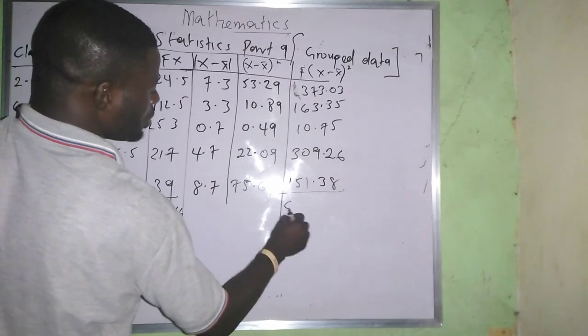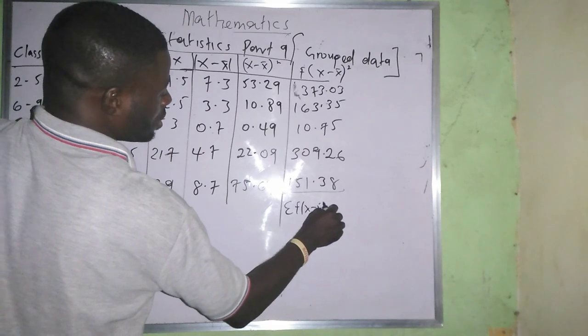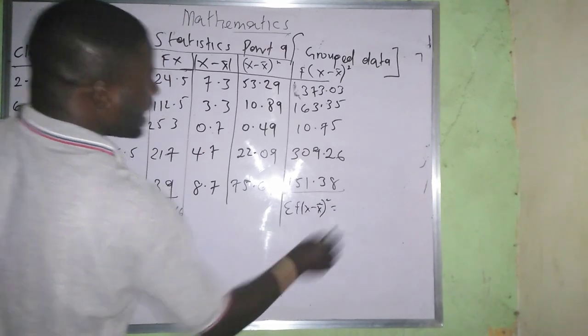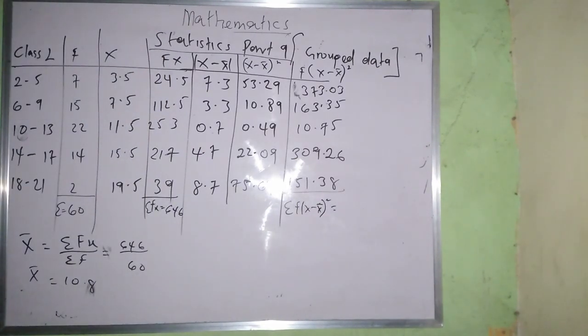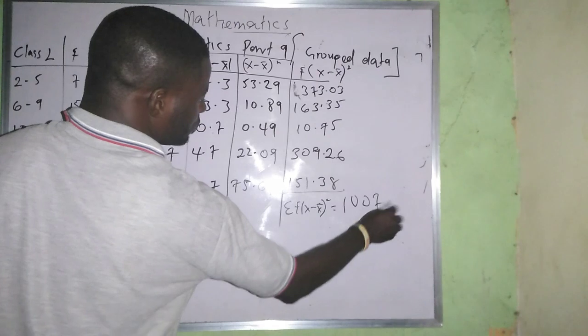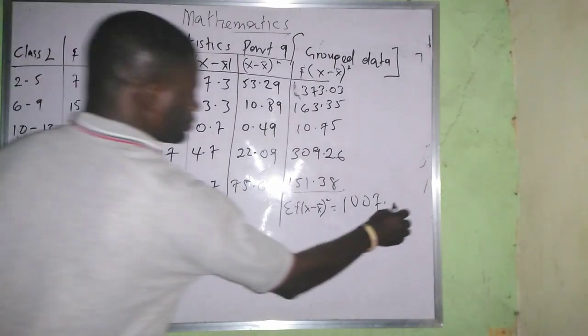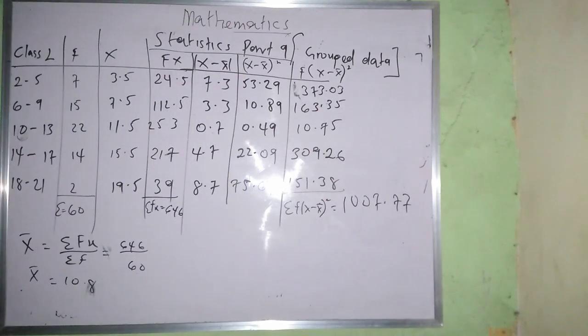Now I will say the summation of f bracket of x minus x bar all squared. I will sum up everything that I'm having here. Summing it up, I'll be having 1007.77. Now that is what I have.